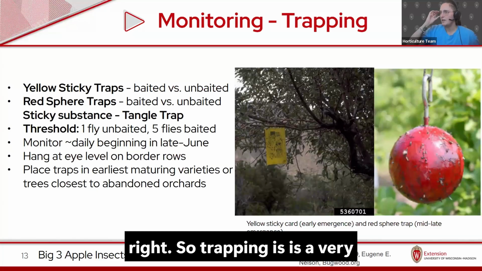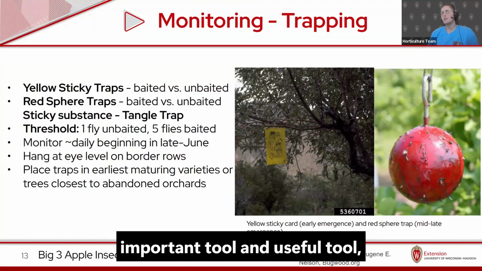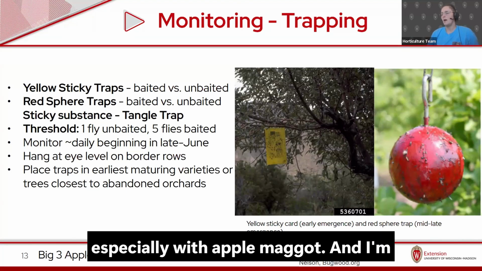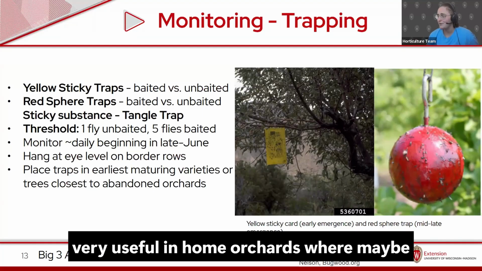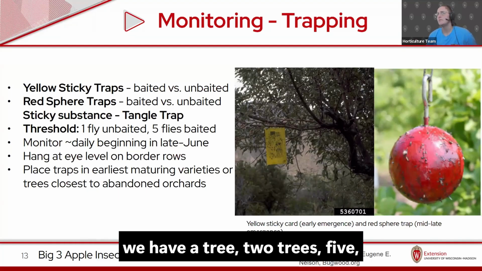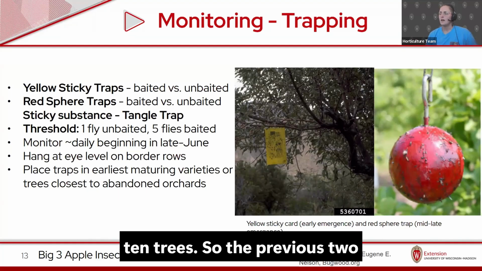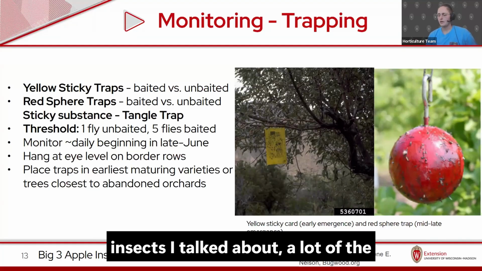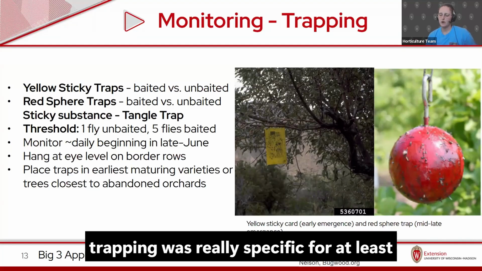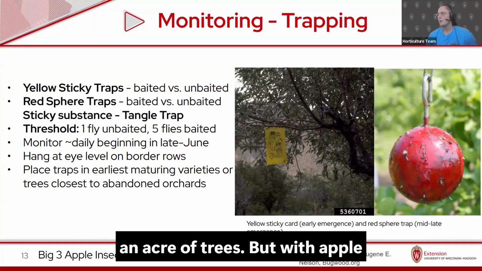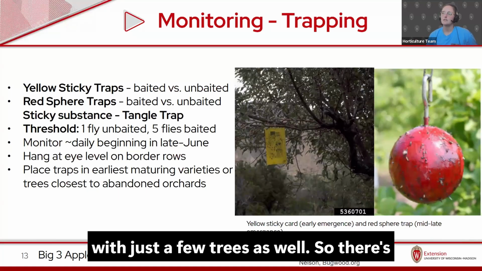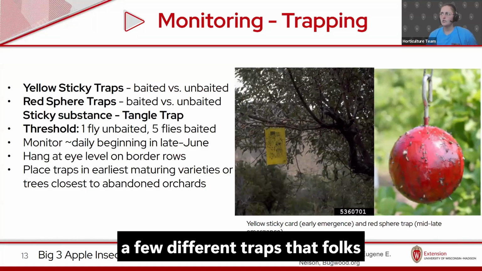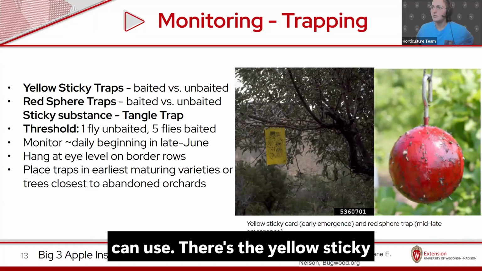All right, so trapping is a very important and useful tool, especially with Apple Maggot. And I'm happy to say that trapping is also very useful in home orchards, where maybe we have a tree, two trees, 5, 10 trees. For the previous two insects I talked about, a lot of the trapping was really specific for at least an acre of trees. But with apple maggot trapping, it can be successful with just a few trees as well. So there are a few different traps that folks can use.